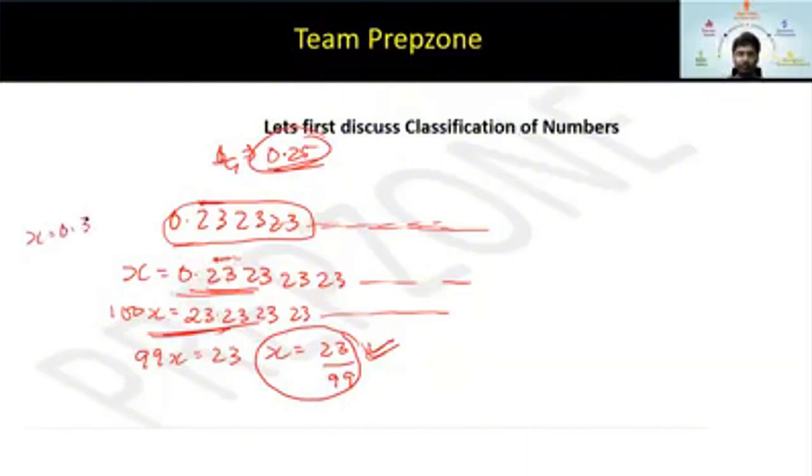Let me take another example. Let x equal to 0.3333. You all know the value is 1 by 3. How will you get this? x is this. I multiply it by 10. 10x is 3.3333. So 9x equal to 3. The value of x is 1/3.